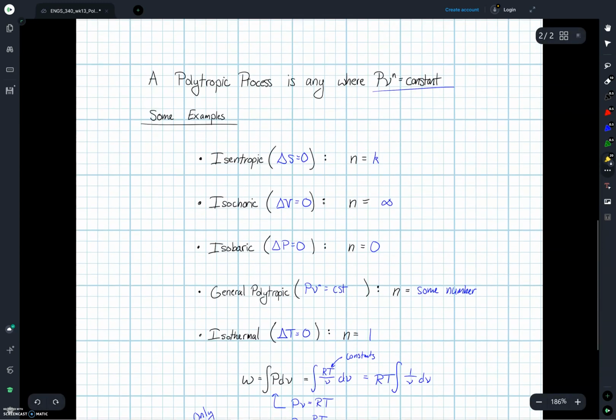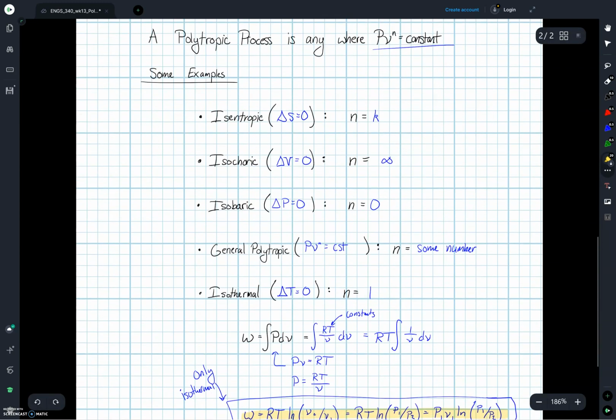So that's all we're going to talk about polytropic processes. We'll have some examples. You'll see these pop up in the homework. So you'll know them when you see them.